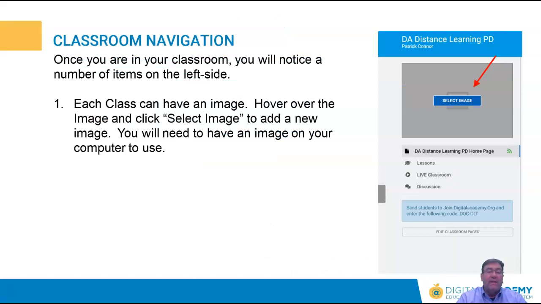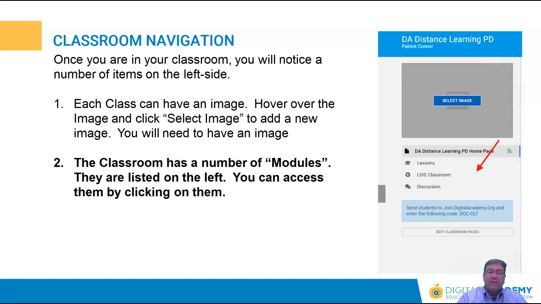You'll notice that on the left, there's a number of items. Each classroom can have an image. Hover over the image and click Select Image to add a new image or to change it. You will need to have an image on your computer that you can use. The classroom has a number of modules. These are listed on the left. You can access the modules by clicking them.